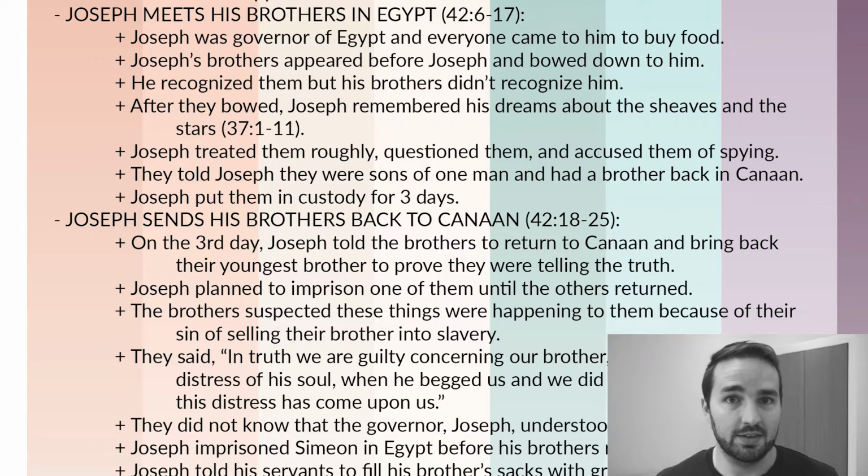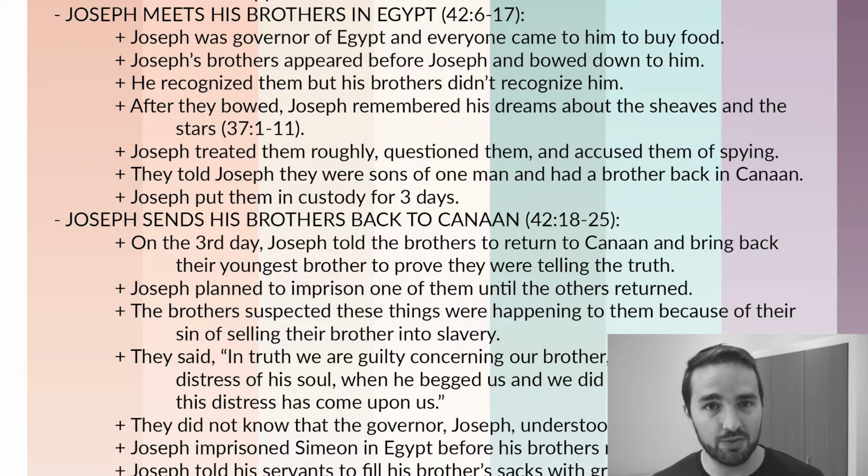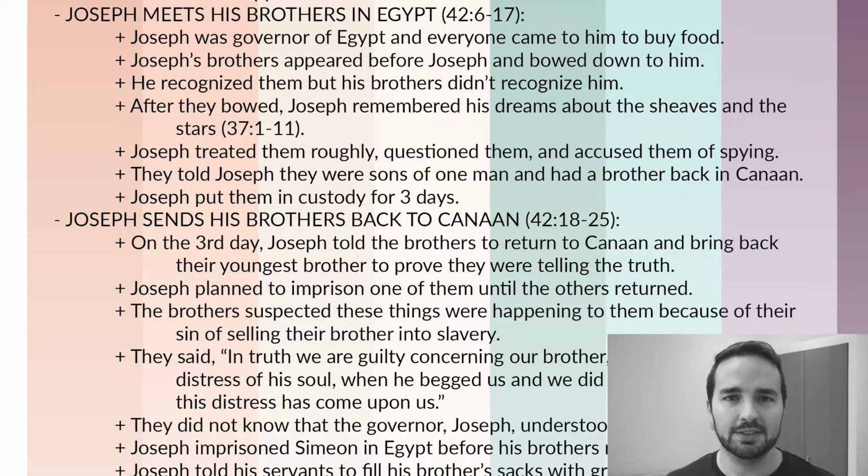They told Joseph that, look, we're not spies, we're just all brothers who came down here to buy food. We have one father, and we have another brother who's back in Canaan. Joseph still wasn't ready to reveal his identity to them, and so he put them in custody for 3 days.